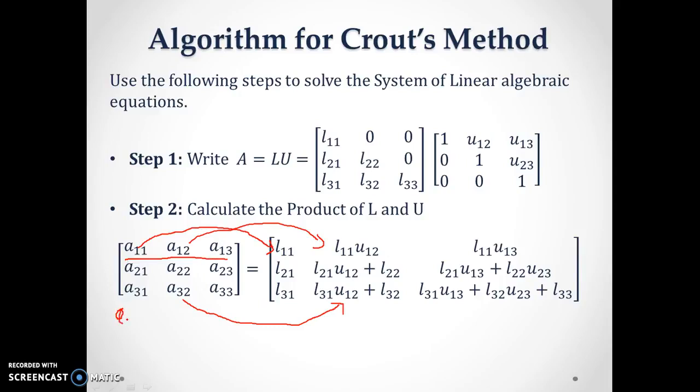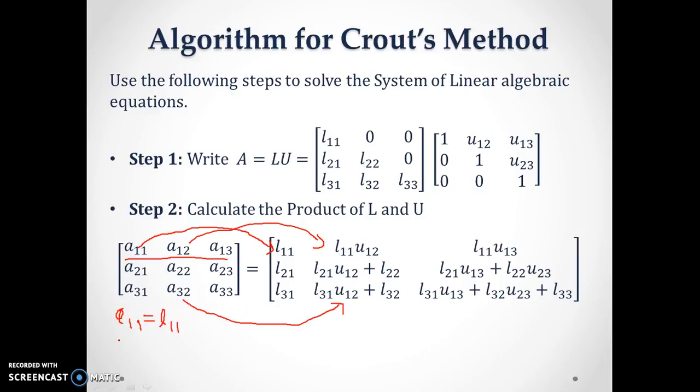I'm going to get A11 equal to L11. So what happens is, since A11 is a known value, you get the value for L11, which is unknown. Okay. So once I do that, I can go to the next equation.